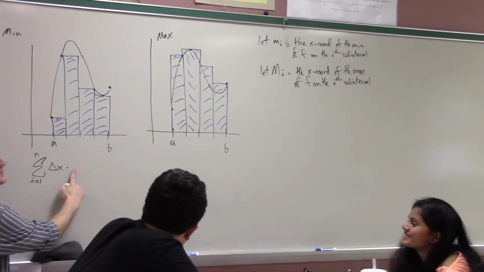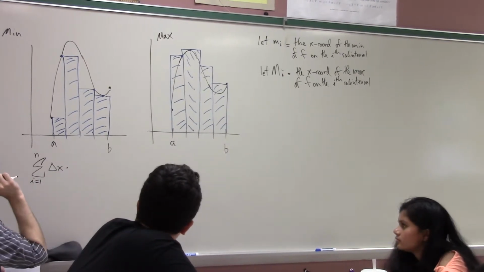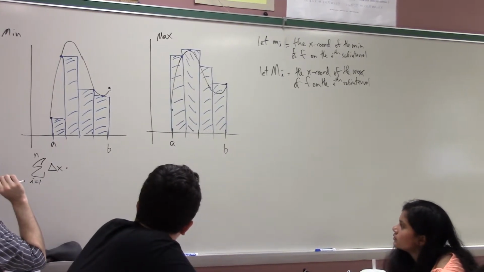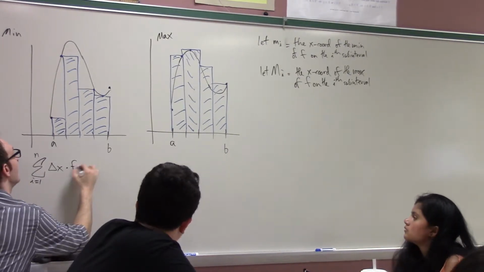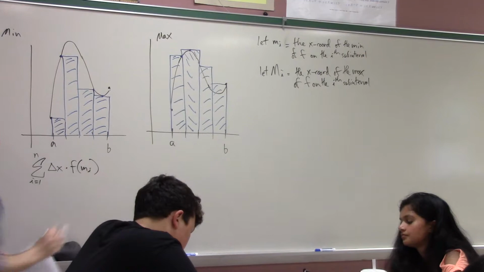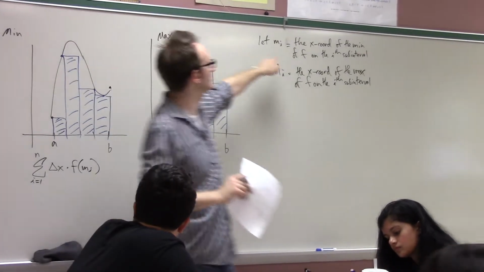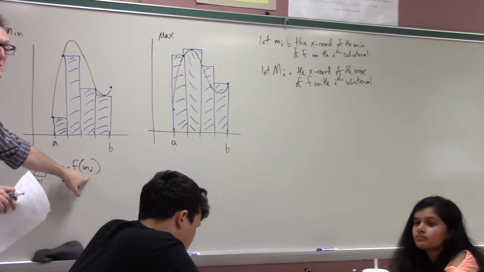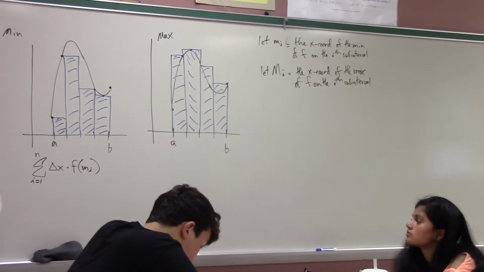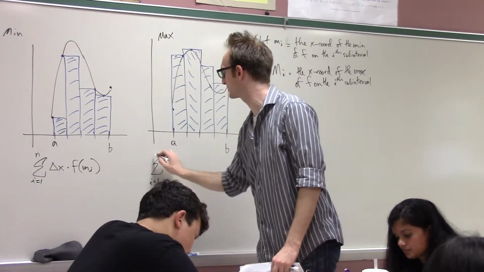What is the height of the ith rectangle following the minimum rule? Someone, not necessarily Rohan. Yeah, f of little m sub i. Exactly. That's why I defined this little bit of notation, right? m sub i is the x coordinate of the place in the ith subinterval where the function is minimum. So f of that just is that minimum y value. Follow?